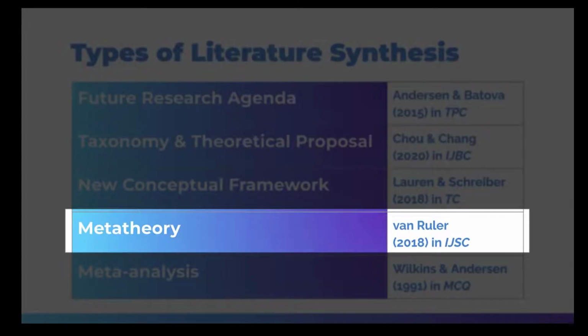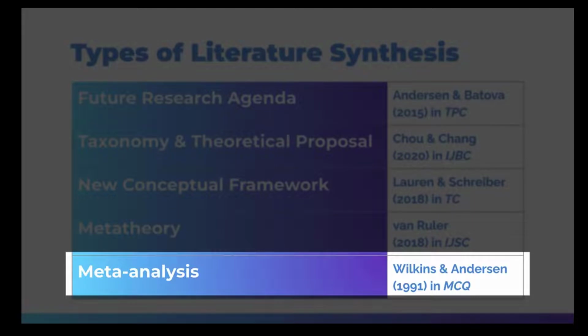The fourth type, meta theory, represents the integration and synthesis of a lit review as the basis for developing a meta theory across domains. It wasn't easy to find a relevant example from business communication, but I believe Van Ruler's 2018 article does the trick. It's titled Communication Theory, an underrated pillar on which strategic communication rests. It was published in the International Journal of Strategic Communication, IJSC.